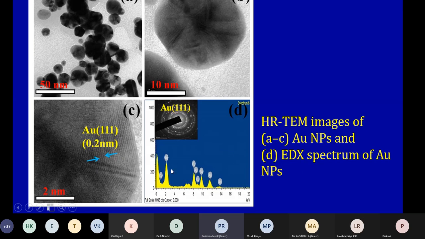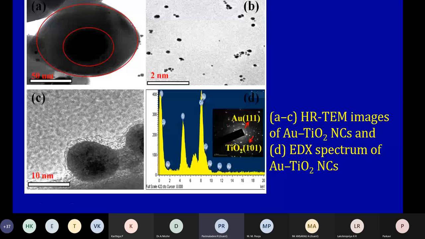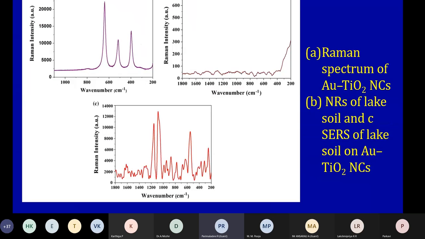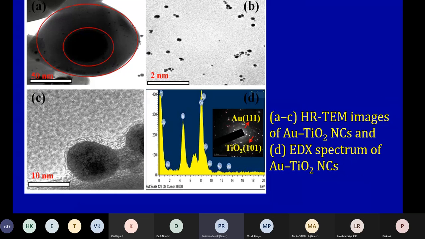This EDAX pattern also confirms the formation of gold. Then we add gold with TiO2. From this we can see the gold is covered with TiO2 particle, so here we can see the interaction. It is a gold particle covered with TiO2, and this is the morphology of the AuTiO2 nanocomposite.